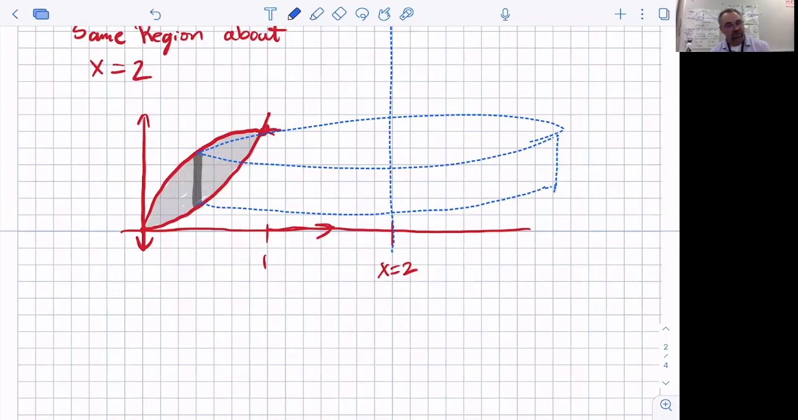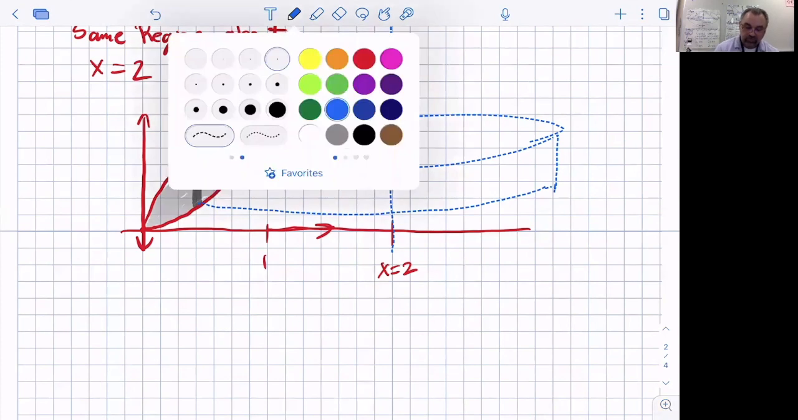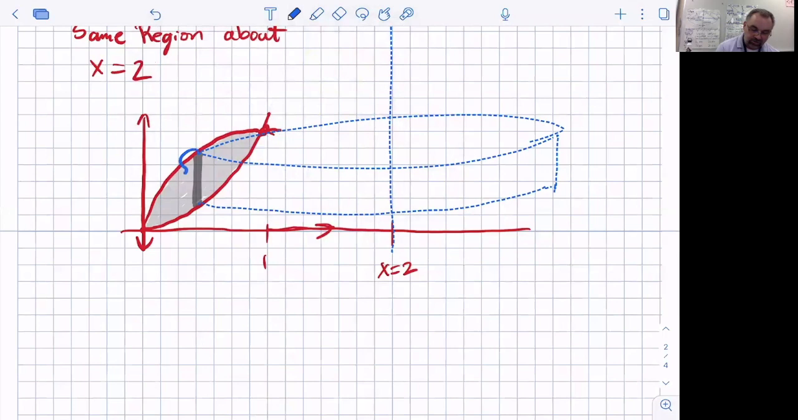Has the height function changed? No, it has not. The height function is still top function minus bottom function. It's still right here. That's still h of x, still square root of x minus x squared. The limits are still going from 0 to 1. The width is still some small little distance on the x-axis.